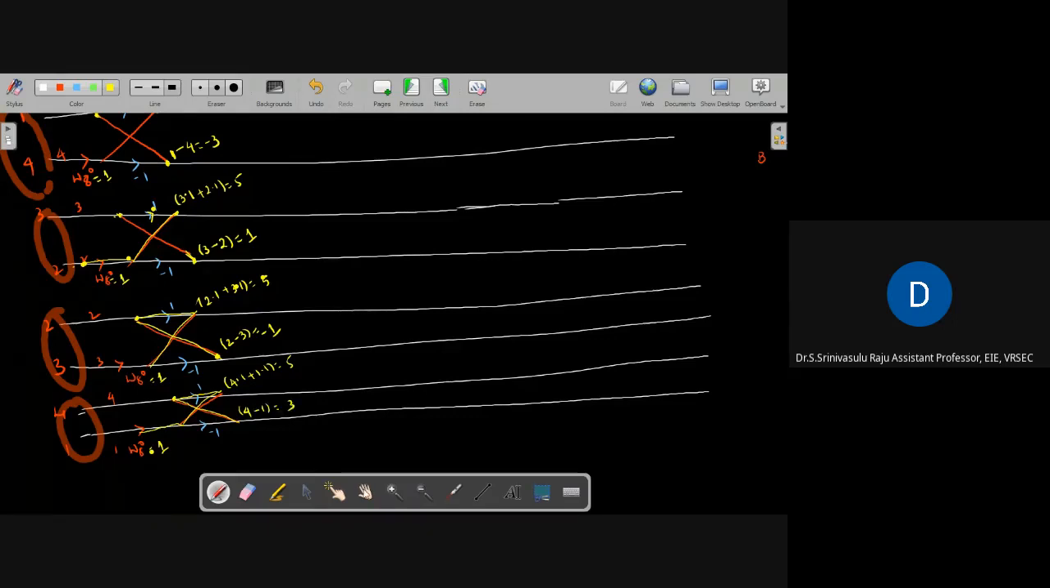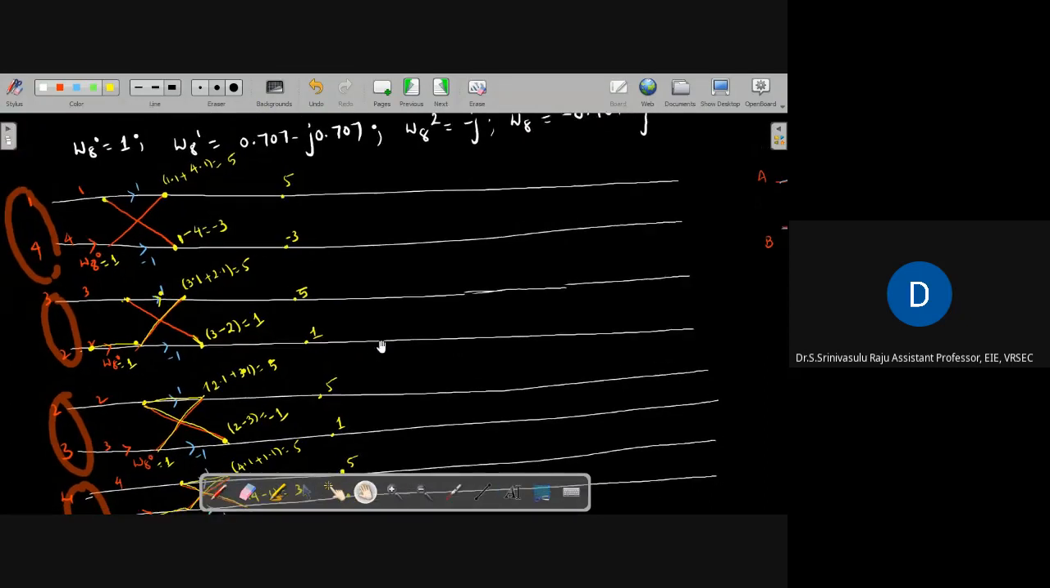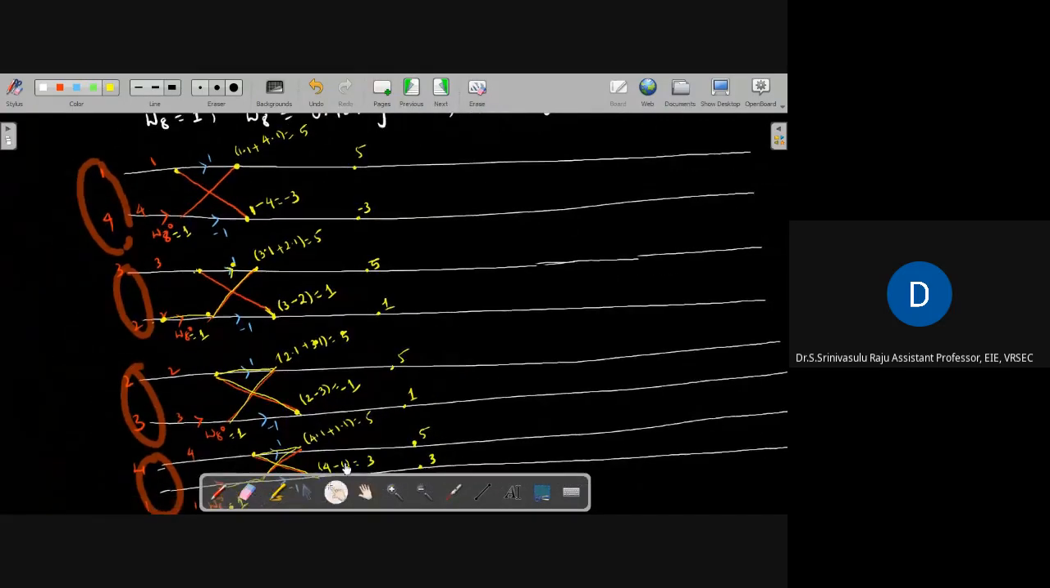So the stage 2 elements, I am writing the elements here: 5, minus 3, 5, 1, 5, 1, 5, 3. So these are the stage 2 elements. That means the input to stage 2. Okay, once again I am repeating the same.